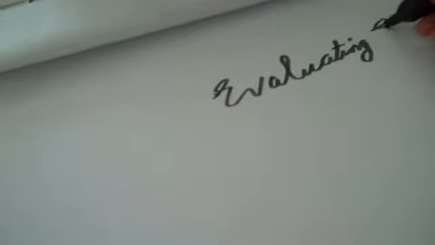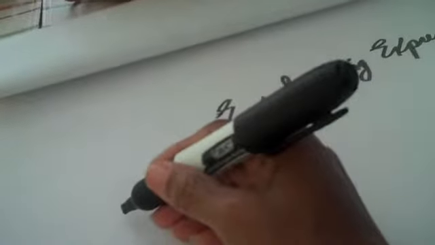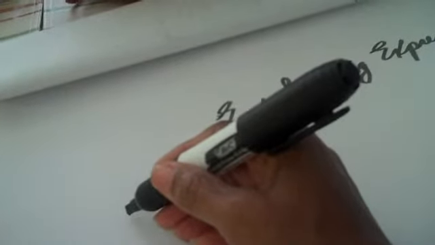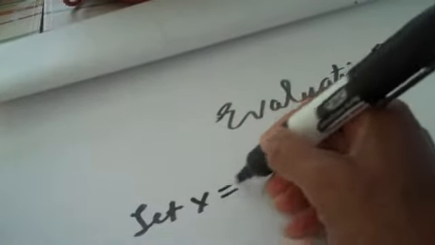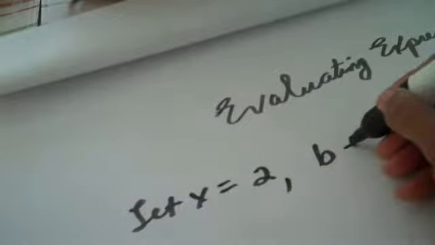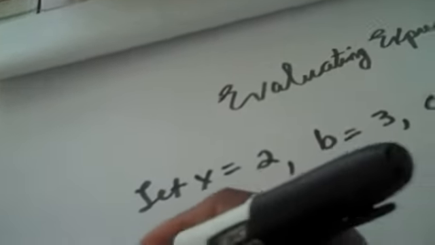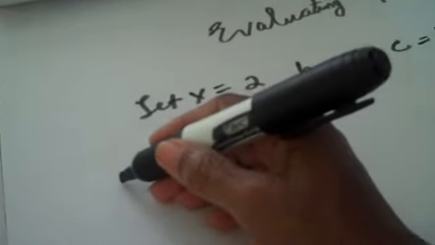We're going to look at evaluating expressions. When you evaluate an expression, you'll have some values for variables given. So we're going to say let x equal 2, b equal 3, and c equal 1. And then we're going to start with our first example.